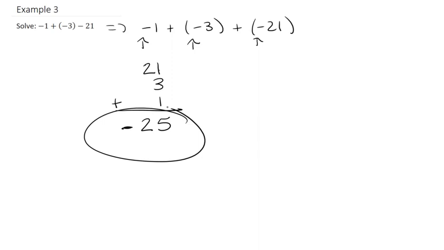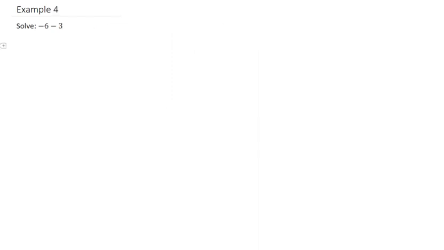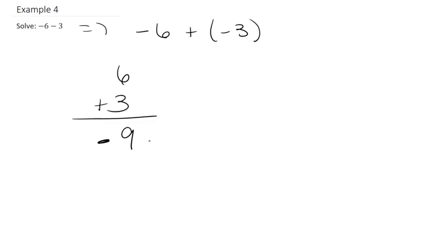Now let's look at another example. Example 4. We have -6 minus 3. This is the same as saying -6 plus -3. How we do this is go 6 plus 3, which is 9, but it's negative. So it's -9.